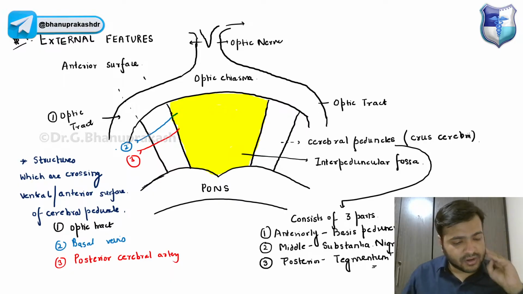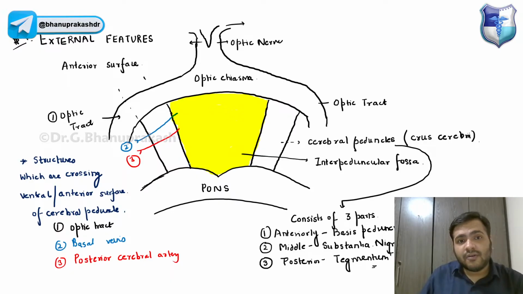And guys, there is one more important structure that you have to remember from here, that is coming from the medial aspect of this cerebral peduncle, and that is very important, and that is the third cranial nerve. Okay, that is coming from the medial aspect, and it is coming in front of this crus cerebri, passing on the surface of this crus cerebri, and you already know, it is the third cranial nerve, right? So this third cranial nerve is also coming, that is the oculomotor nerve.